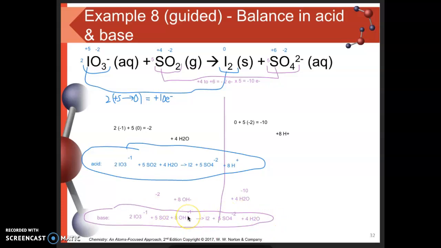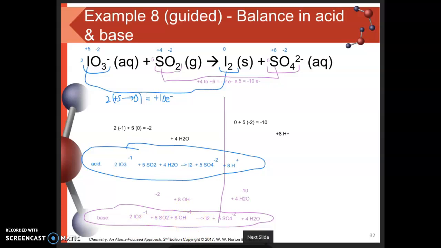And so the thing that we need to notice, look closely here, the skeleton is essentially the same. 2 iodates in each, 5 sulfur dioxides in each, 1 iodine molecule in each, 5 sulfate ions in each. What changes each time is if I'm in acid, I'm going to have hydrogen ions. In base, I'm going to have hydroxide ions.